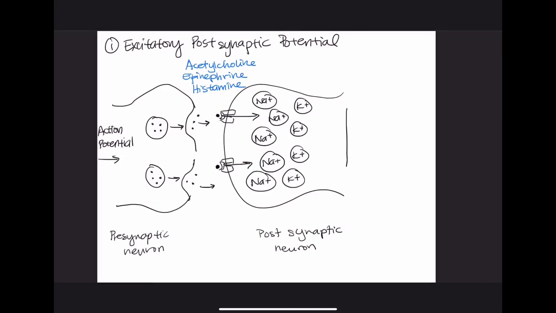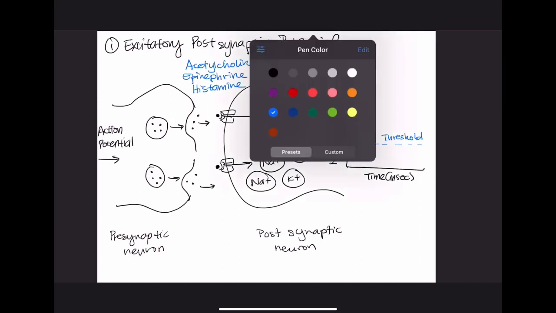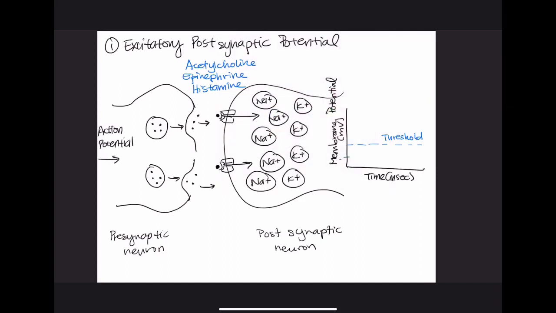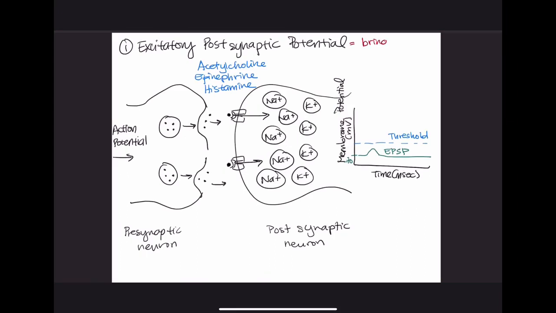So now if we compare this information to the graph that we looked at earlier in terms of membrane potential and time, if this was the value of our threshold, and again this is the threshold that we need to hit in order to start an action potential, we have this green line here which represents the excitatory postsynaptic potential. So what this does is it actually brings the membrane potential closer to the threshold.